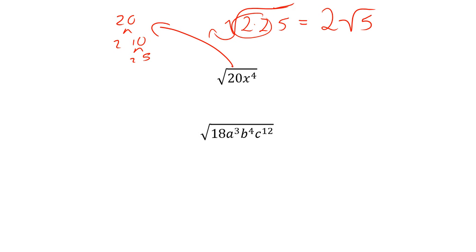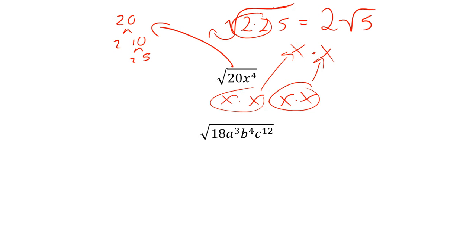Right. So now you look at the x to the 4th. Well, x to the 4th is the same as saying x times x times x times x. Now how many pairs can you make of x's? 1, 2. So that means you have an x come out and you have another x come out. x times x is x squared. So now you put that out front with the 2, giving you 2x squared root 5.